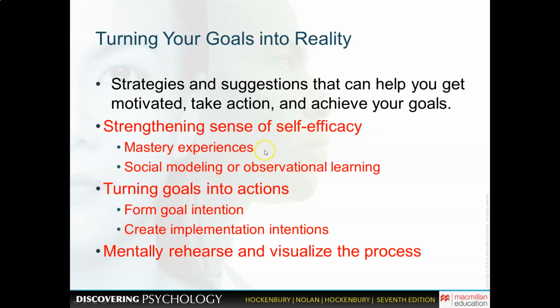And that is through mastery, so mastering your experiences one at a time, starting small, and hierarchically building your sense of self-mastery, self-efficacy. And social modeling or observational learning. That means looking at others who are already masters of what you personally want to achieve.